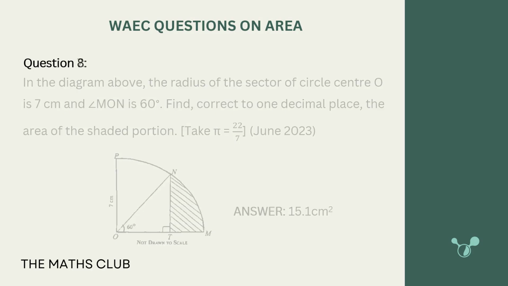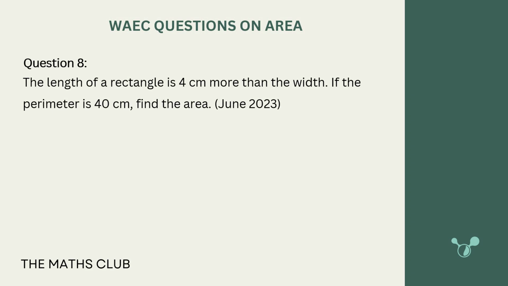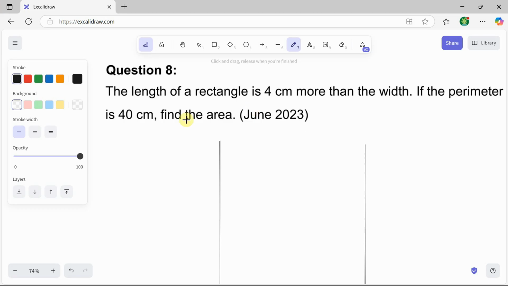Great. Question 8 says that the length of a rectangle is 4 centimeters more than the width. If the perimeter is 40 centimeters, find the area. Let's take from June 2023 also to show you how important this past question is. Let's solve it together. So we're told that the length is 4 more, so that will be width plus 4 centimeters. Perimeter is 40 centimeters, and find the area.